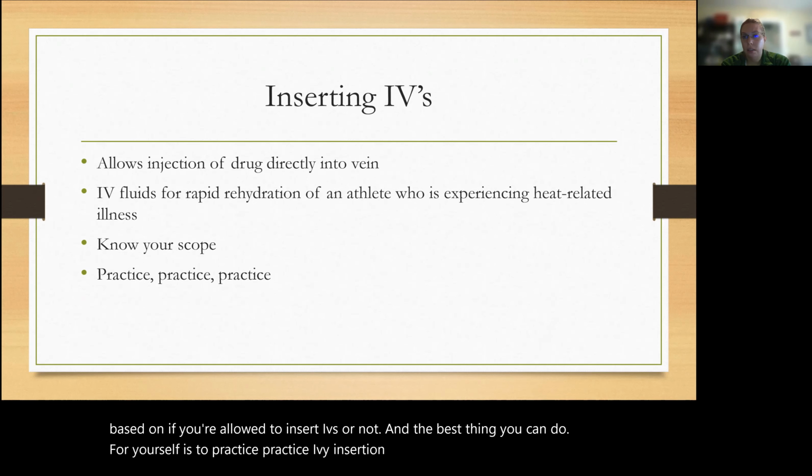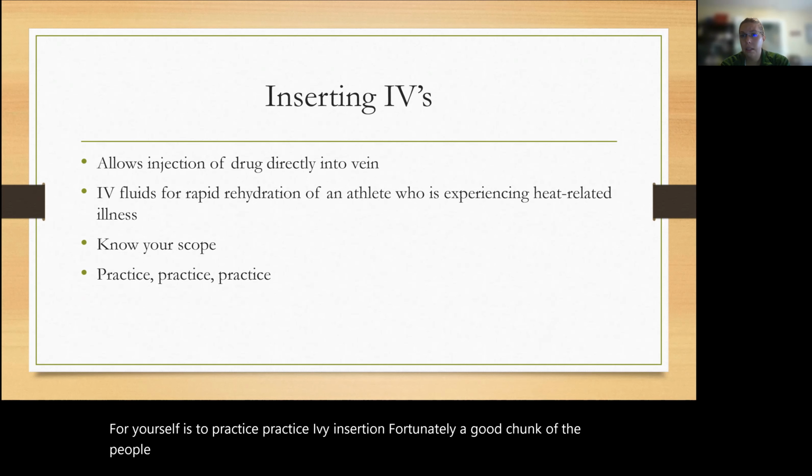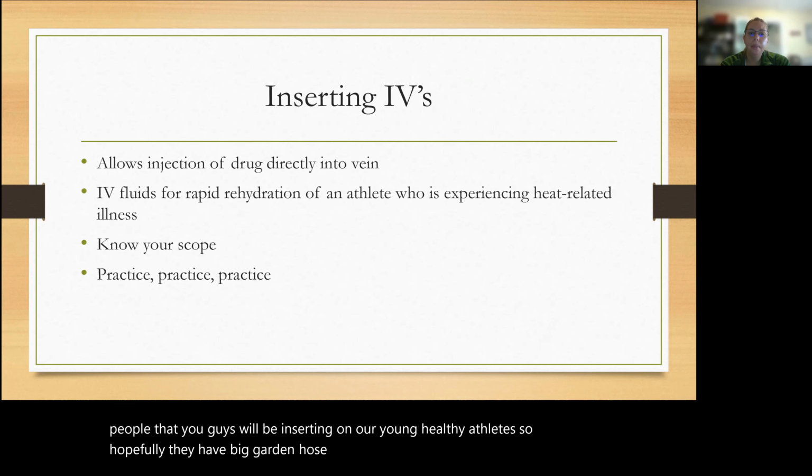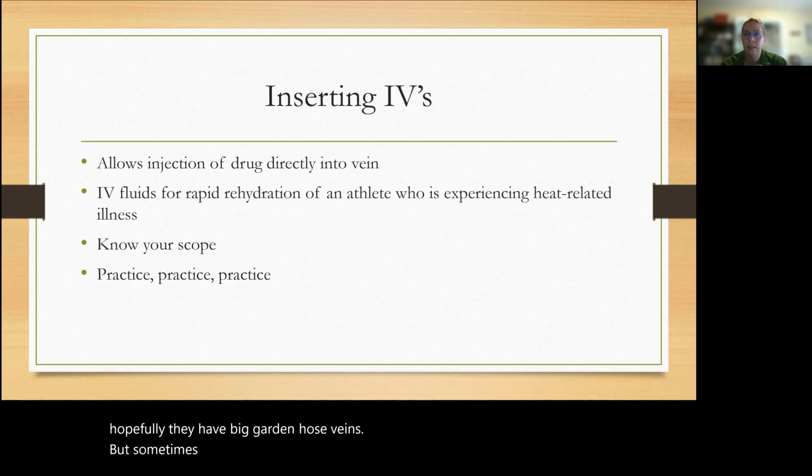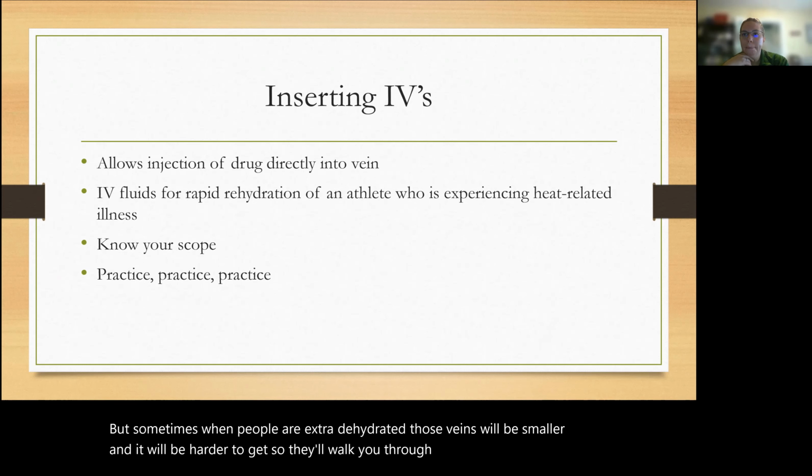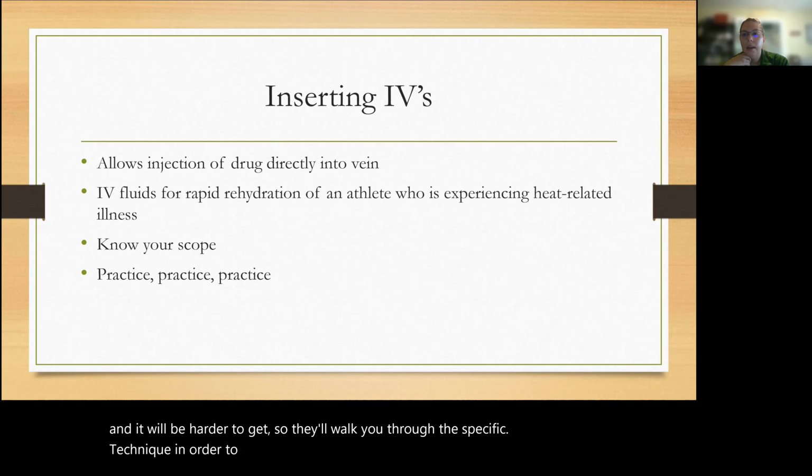Fortunately, a good chunk of the people that you will be inserting on are young, healthy athletes, so hopefully they have big garden hose veins. But sometimes when people are extra dehydrated, those veins will be smaller and it will be harder to get. So they'll walk you through the specific technique in order to insert these, okay?